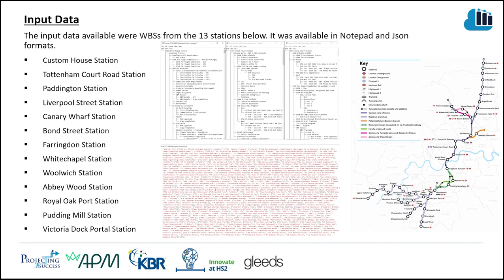Input data. Here is a quick visualization of the data we have had to use. The map on the right is showing the various different stations that could be used in the future for this project, and the left, up and above and below, show the two data frames, one in Excel and the other in JSON.